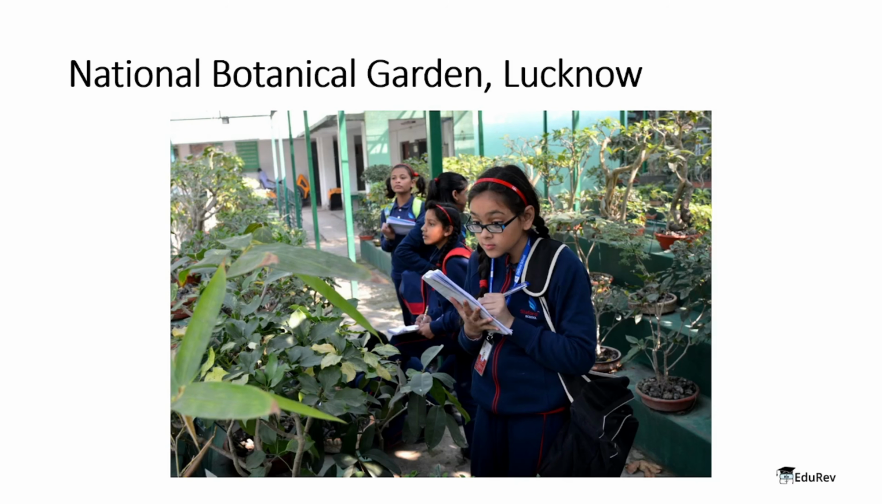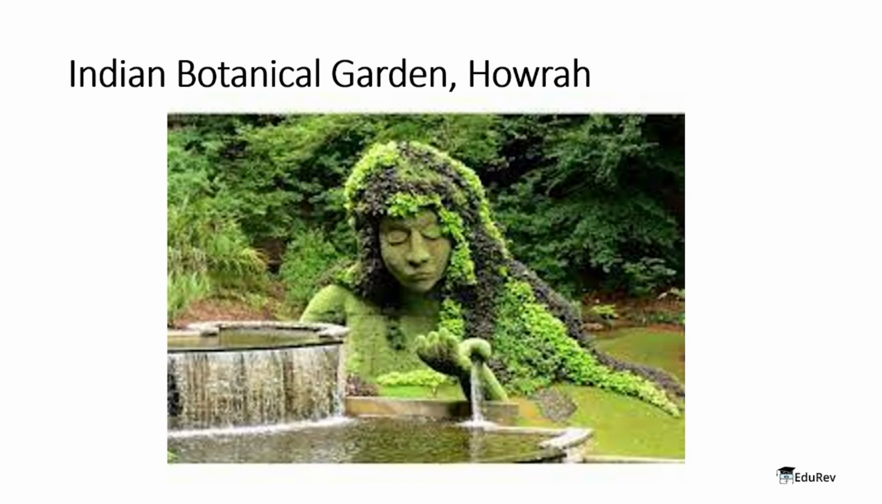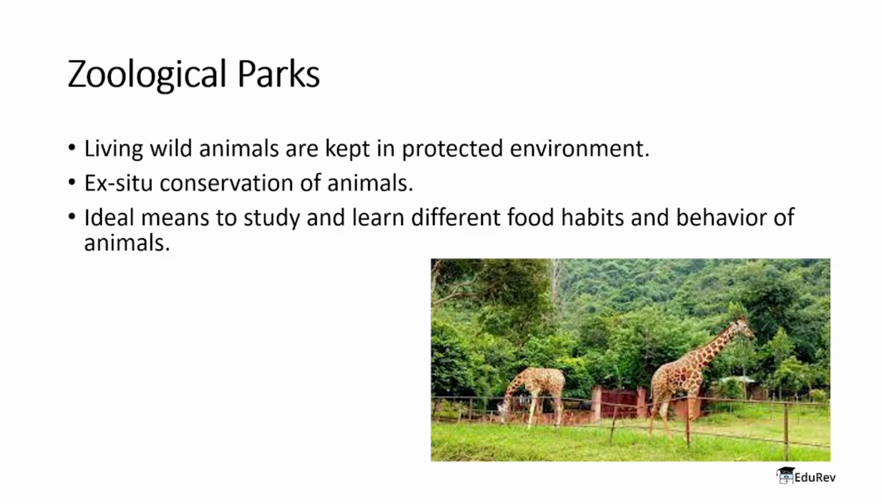The next one we have is zoological parks. So zoological parks are of course for the animals. Again, zoological parks are also ex situ. So the animals were present in a different habitat, and we take them out from that habitat and we conserve them in different zoological parks. So living wild animals are kept in a protected environment. How is the environment in zoological parks? Protected. Here no one is going to hunt them or harm them in any sense. So that is why we call it a protected environment.